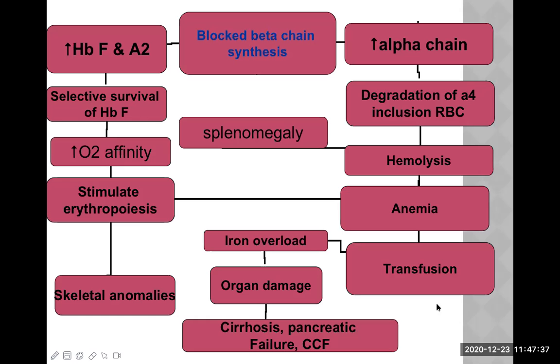Now, all of you, please focus on this flowchart again. This is very, very important if you try to understand this topic. So this is blocked beta chain synthesis in case of beta thalassemia. After that, there will be excess of alpha chain. This is a relative thing, isn't it? If beta chain is absent, only alpha chains are there. It will form alpha tetramer. This is 4 alpha chains. And this alpha tetramer will form inclusion body inside the RBC. These RBCs are the defective RBCs. So they will be removed from the circulation, resulting in hemolysis. They're destroyed, hemolysis. This gives rise to anemia. This is a hemolytic anemia.